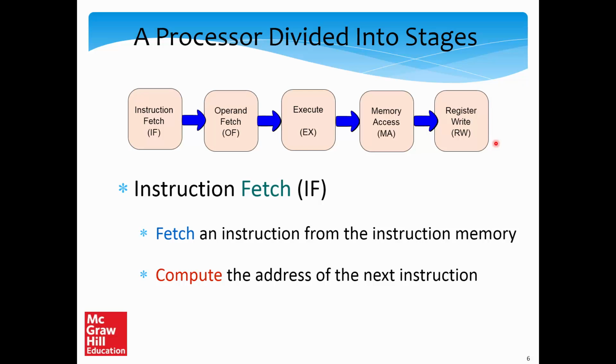So these are the five stages: IF for instruction fetch, OF for operand fetch, EX for execute, MA for memory access, and RW for register write. It's also known as the write back stage, the last stage. The instruction fetch stage, IF stage, what does it do? It fetches an instruction from instruction memory and computes the address of the next instruction.